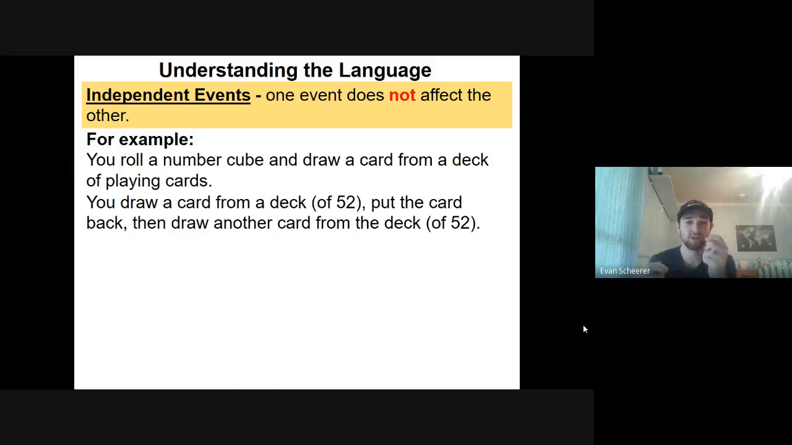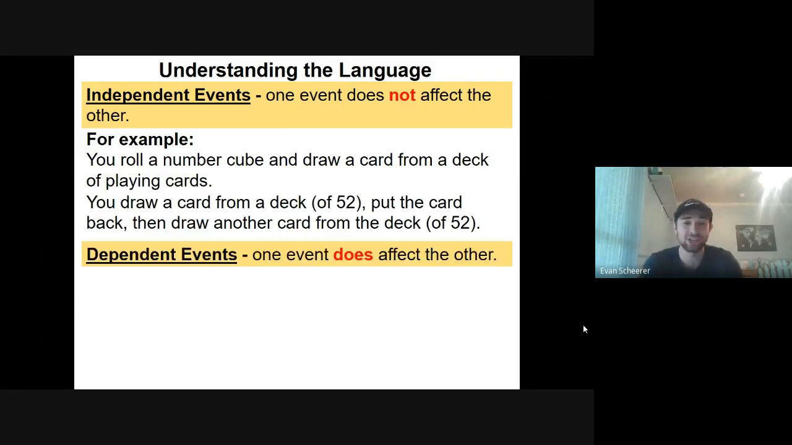Another example: you draw a card and then you put the card back and you draw another card. Just because you drew a 10 first doesn't make it less likely that you're going to draw a 10 again, right? You have the same exact chance.